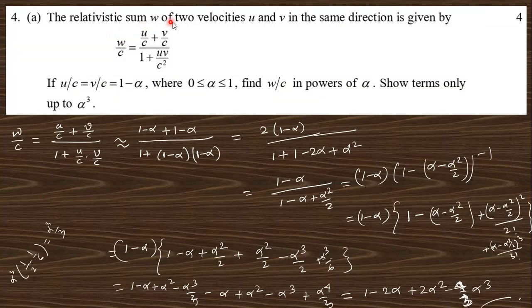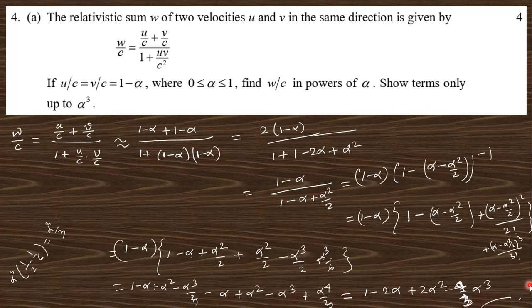The relativistic sum w of two velocities u and v in the same direction is given, and this is the relativistic velocity addition theorem, you know. If u by c and v by c are 1 minus alpha, where alpha lies between 0 and 1, and w by c is expanded in powers of alpha, keep terms only up to alpha cube. So for w by c, put u by c as 1 minus alpha and v by c as 1 minus alpha, and after rearranging the product you will get this expression, and finally the result in terms of alpha.